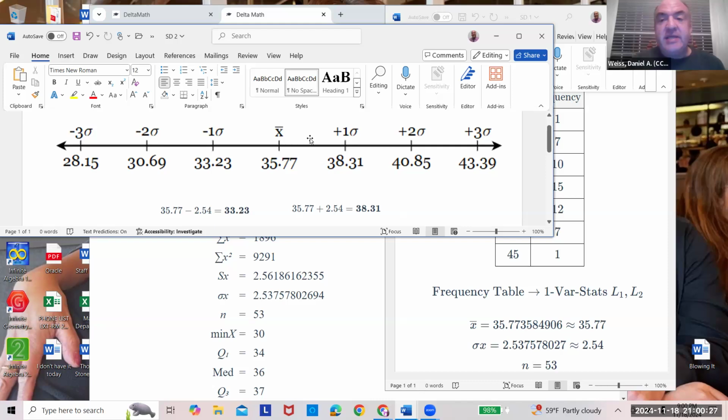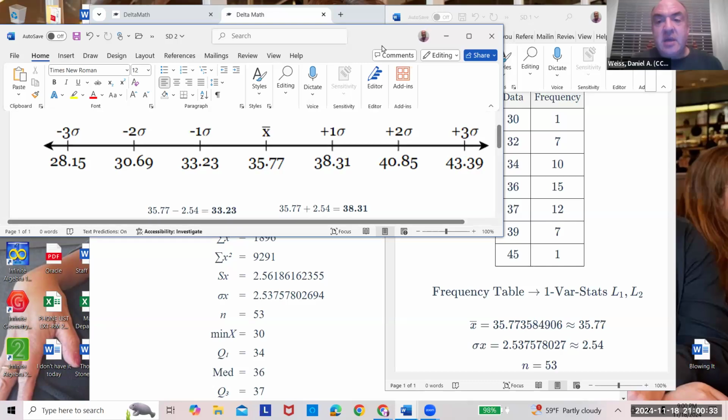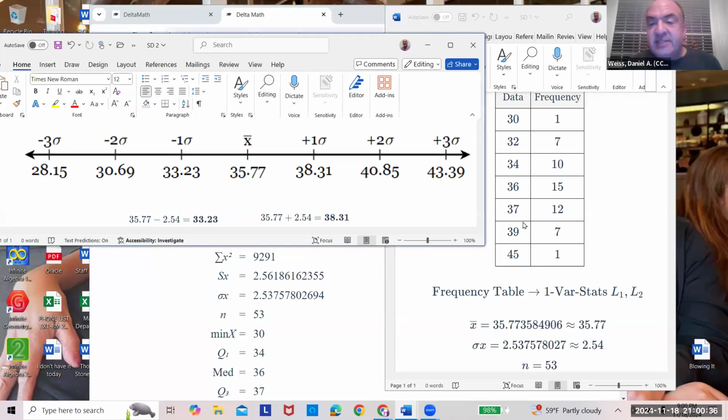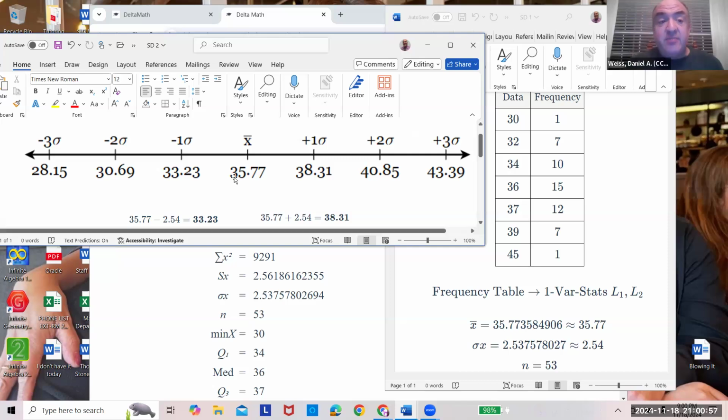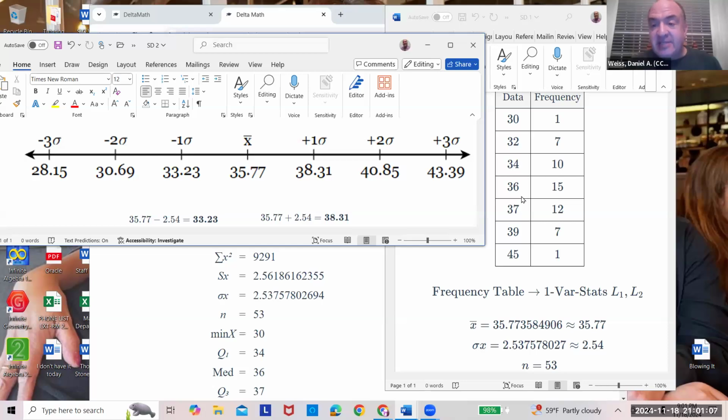The whole question is this. How much of this data, how many of these numbers fall in between this 30.69 and this 40.85? Okay. Well, is 30 in between 30.69 and 40.85? No. Is 32? Yes. 34? Yes. 36? Yes. 37? Yes. 39? Yes. 45? No.